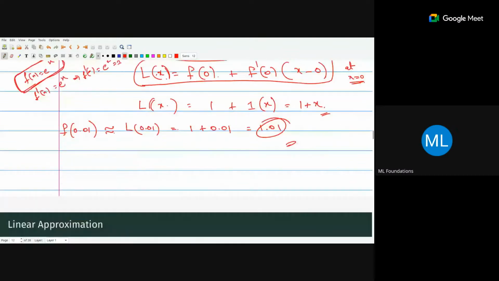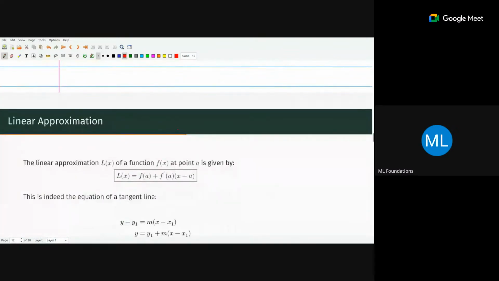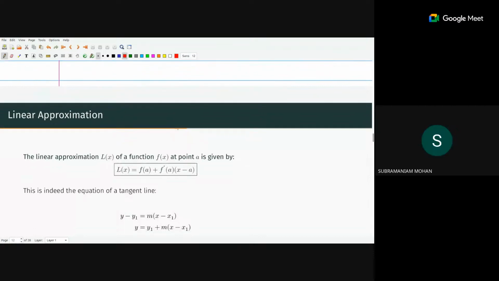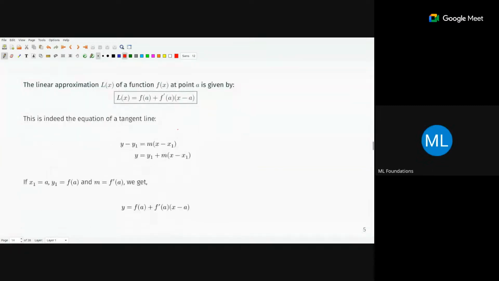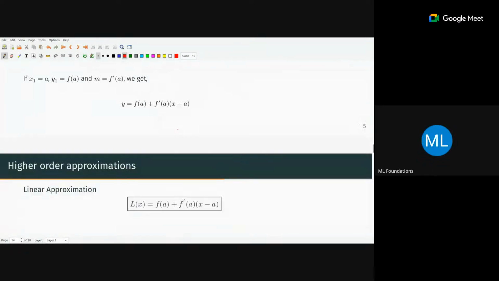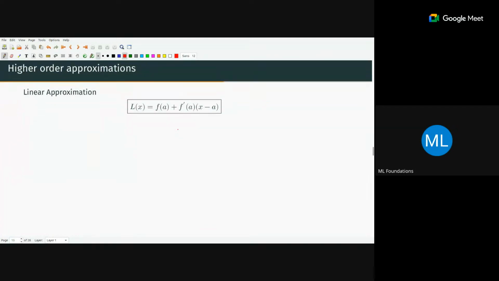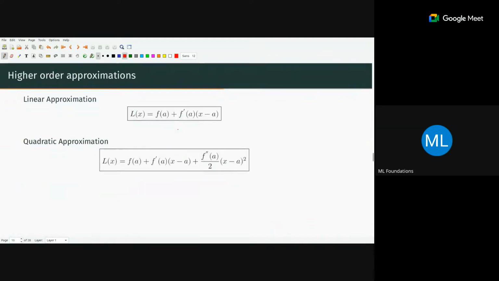To get a better understanding of linear approximation, approximations are something we will definitely use in real life. So that is about linear approximations. Now higher order approximations are just an extension of linear approximation. There will be one more term added to the linear approximation, which gives a better approximation. So this is better than the linear one.